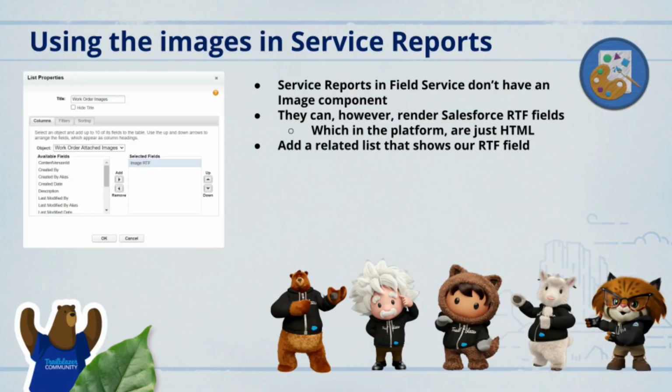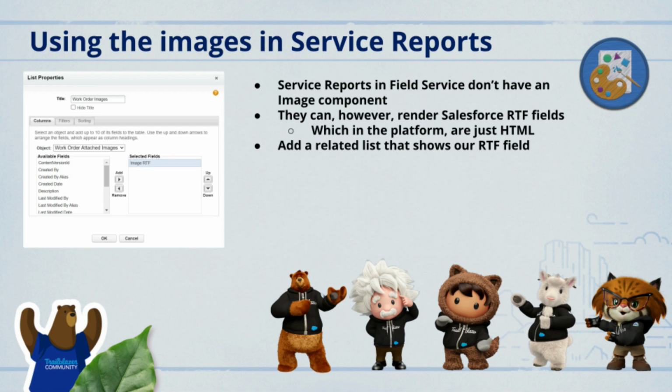So we talked about field service. How do we use those images? If we cast our mind back a little bit, we talked about surfacing those in RTF fields, rich text fields. The reason for that is because it's HTML. I can't have an image object and just drop that onto a report, but I can drop RTF fields on there. So for the service report, I have a related list.